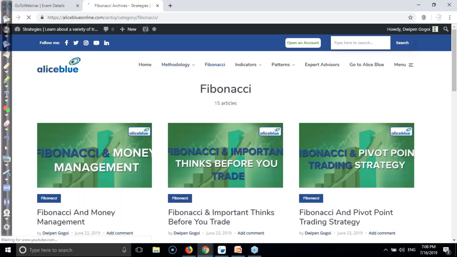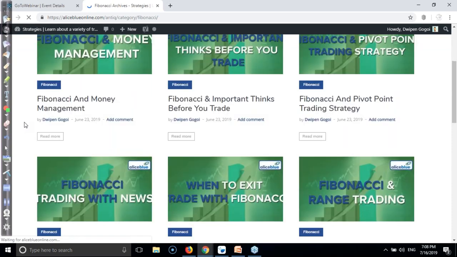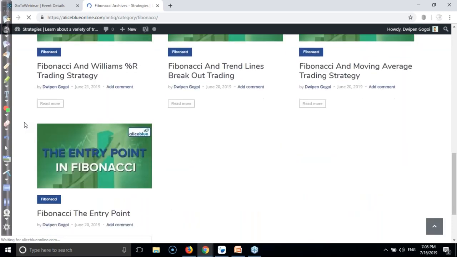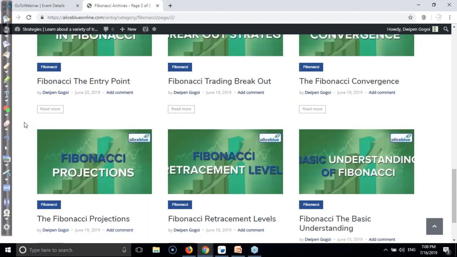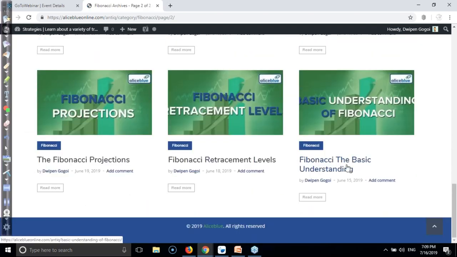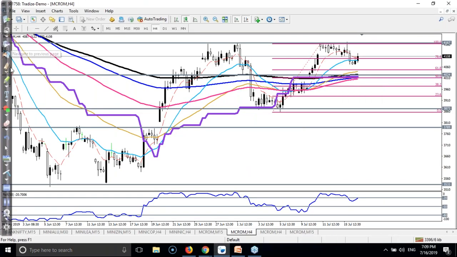In the series of Fibonacci, you people will be able to understand what Fibonacci is, all right? Everything: Fibonacci basic understanding, Fibonacci retracement. Now you can see what I said, what the market retracement has been. This market is retracing, so how far the market can retrace, we will talk about that, about the retracement, right?